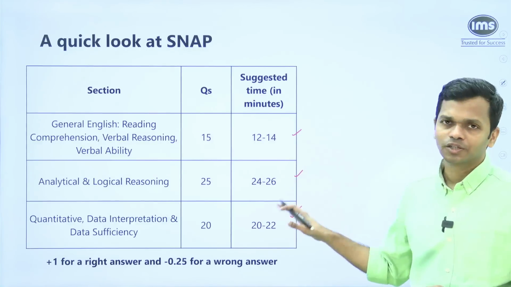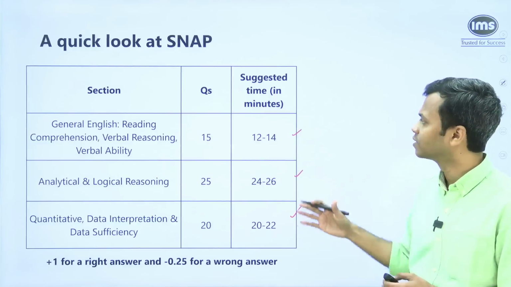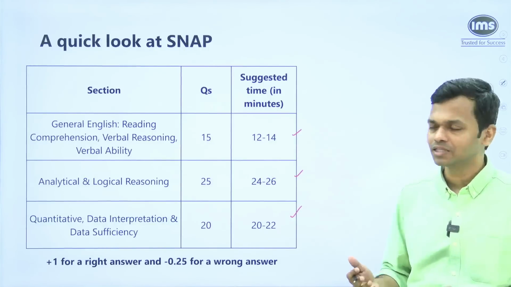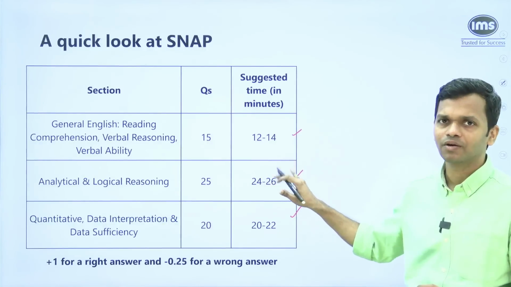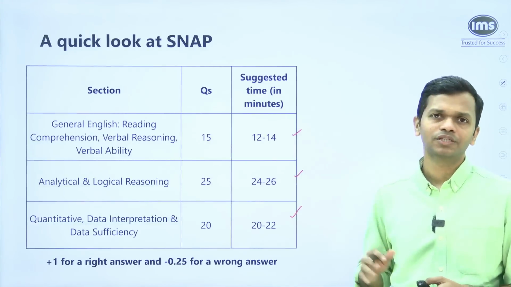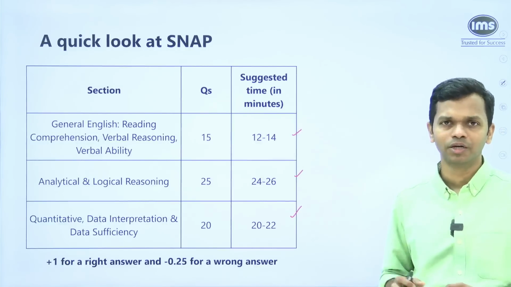See, there are no sectional cutoffs, so you have to play according to your strength. You should not be thinking that, okay, I should be spending only this much time or I should not spend less than this. This is just a recommendation that we have, so do not go more than this. In most cases, the 15 questions that you have in the English section, you should be able to complete these in about 10 minutes also.